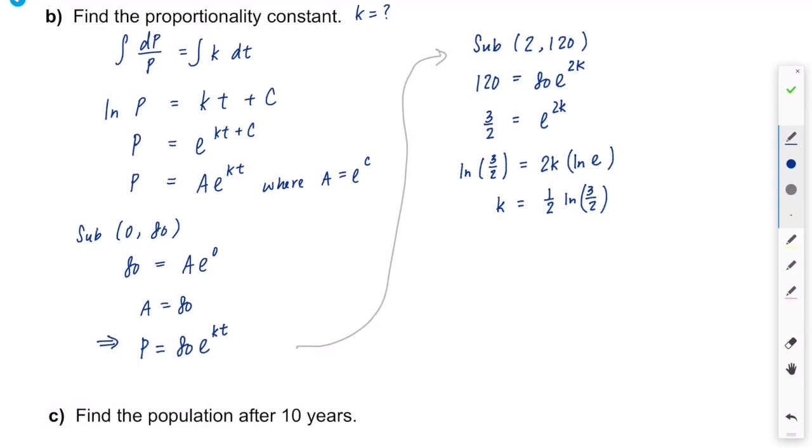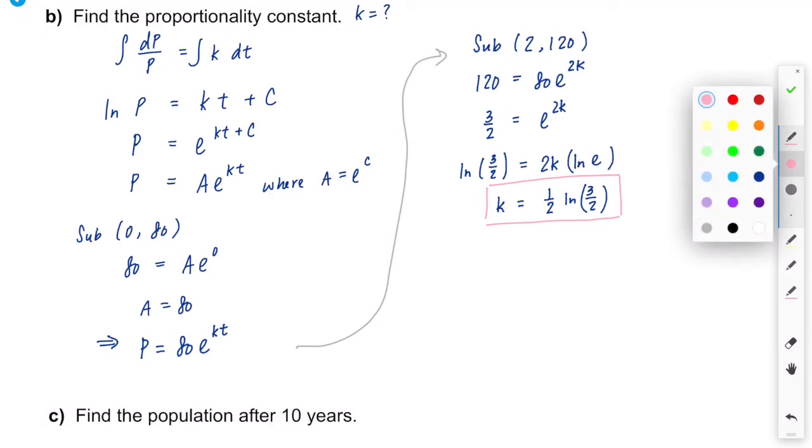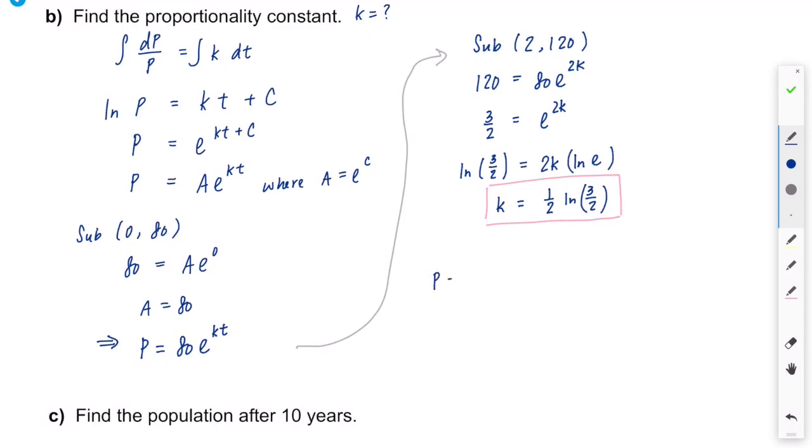So now we have found the proportionality constant. We have answered the question. But not only have we found it, we can also write out the particular solution. P is equal to 80 e to the power of 1/2 ln 3 over 2 t. Okay.